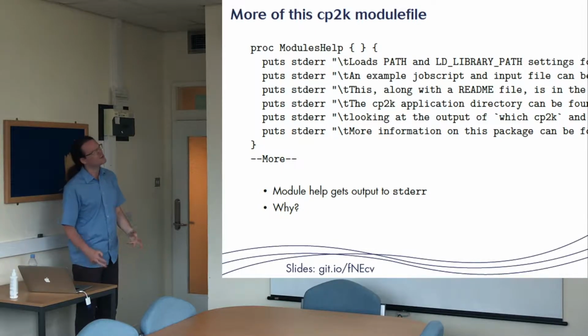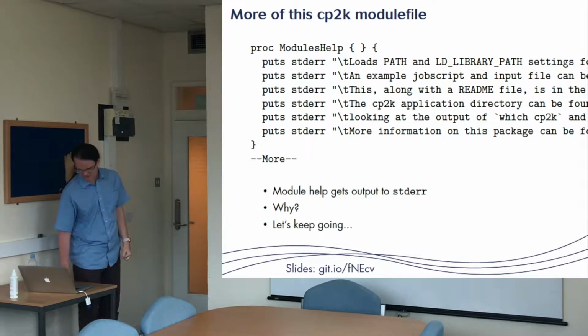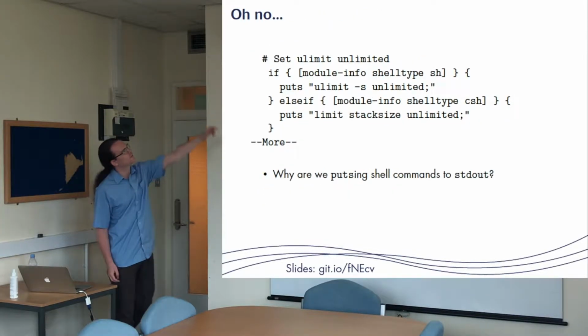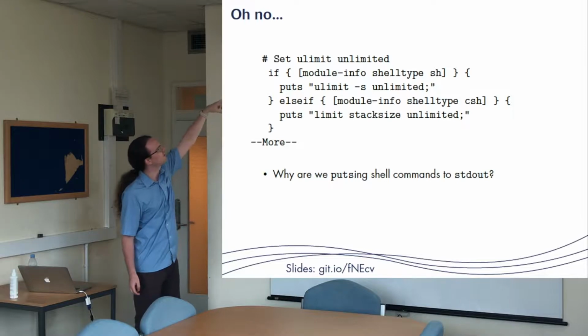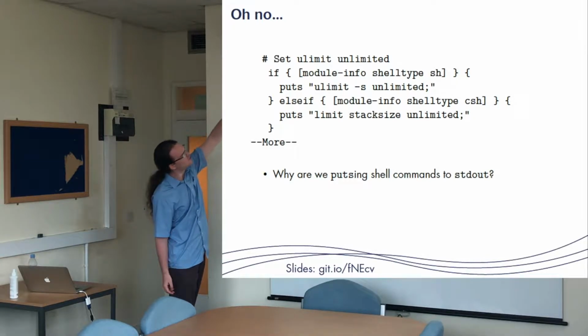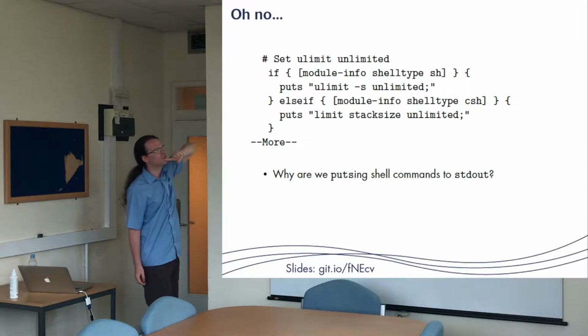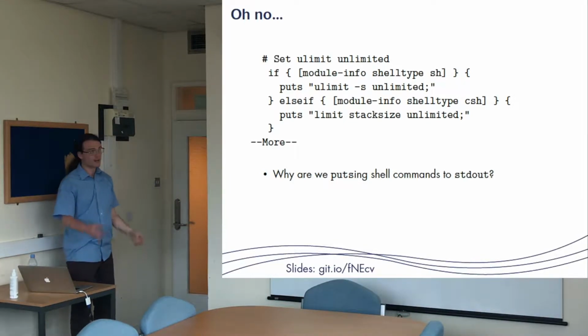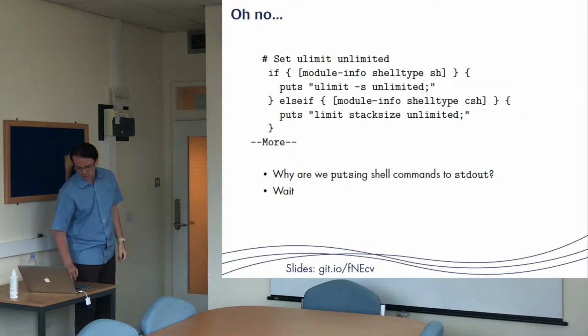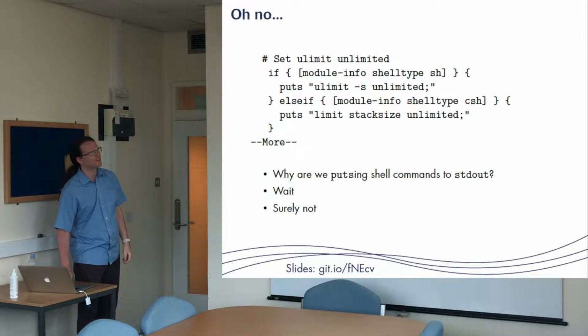Why are you putting things to standard error? Looking further down the file, this is something to do with setting the ulimit. This is why I've chosen this module, because it has this particular snippet of code. You can see, okay, if we're running under sh, then we put a shell command. Why are we sending a shell command to standard output? When I read this, or some code like it, because it was a while ago I saw it the first time, I thought, wait, no, surely not. This is horrifying.